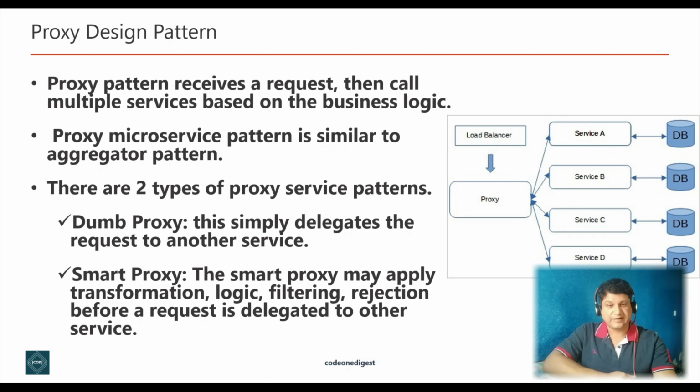The proxy service pattern can be subdivided into two categories. One is dumb proxy. This is simply the delegation of requests to another service. Then next is a smart proxy. The smart proxy may apply some transformation, some business logic, and filtering and rejection before the request is delegated to another service. So in the smart proxy, we may do certain transformation. There may be some logic to filter and reject the request before we delegate it to another service.